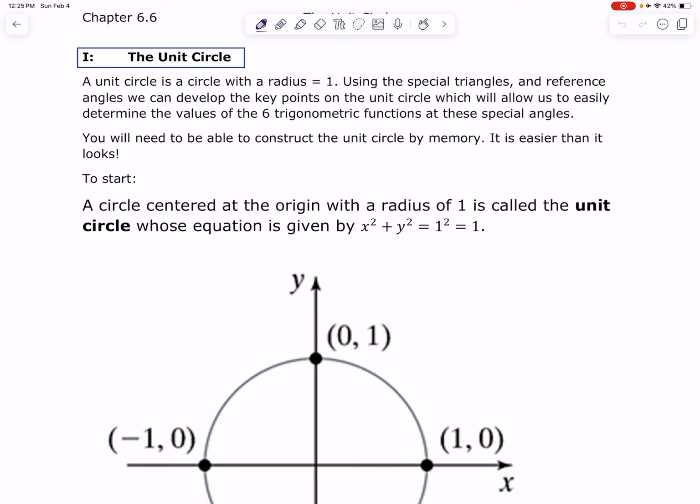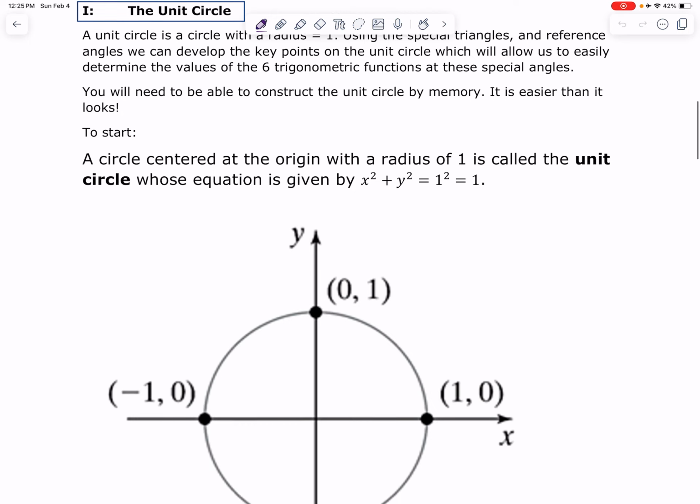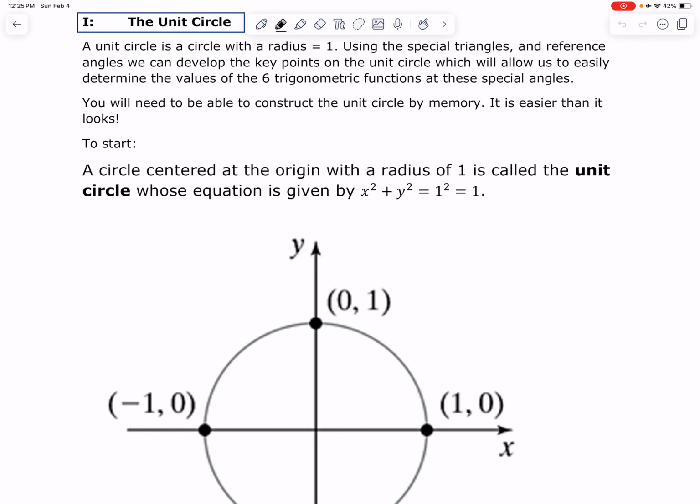Okay. Now, second line here says you will need to be able to construct the unit circle by memory. Here's basically where we're at. All of your exams are online. Nobody's going to be standing over your shoulder. Once you take calculus, though, you've got to know these values. You've got to be able to plug them into an equation. You've got to understand the properties so that you can simplify. You won't have access to a unit circle to take a look at all that.